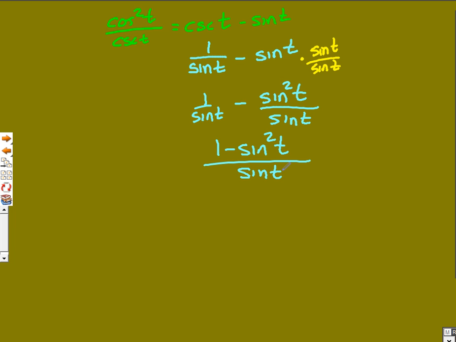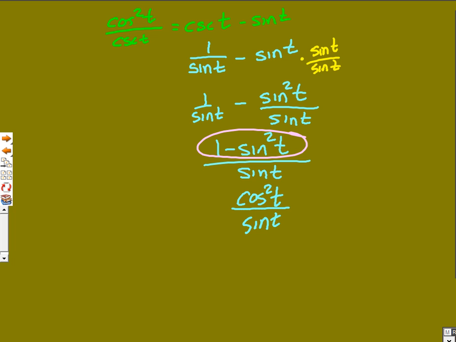And light bulbs should be going off big time at this point, because you see right here you have 1 and a trig function squared. You should be thinking immediately that that is a trig identity. 1 minus sine squared is cosine squared. So I have cosine squared of t, and we're changing the variables around, t, alpha, theta, beta, everything. But there you go, you have cosine squared over sine.